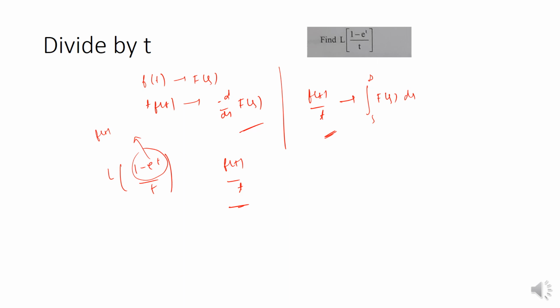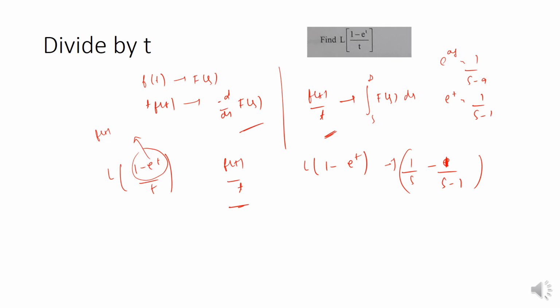F of t is this. Now what is the Laplace transform of 1 minus e power t? The Laplace transform of 1 is 1 by s, minus e power t. E power at is 1 by s minus a, so e power t is 1 by s minus 1. So the Laplace transform of 1 minus e power t is 1 by s minus 1 by s minus 1.